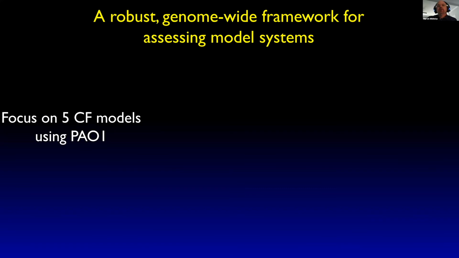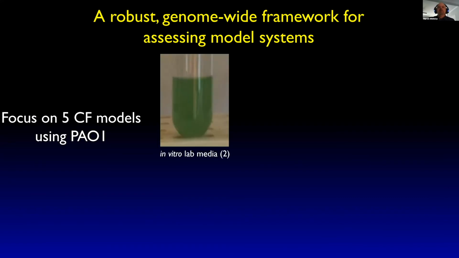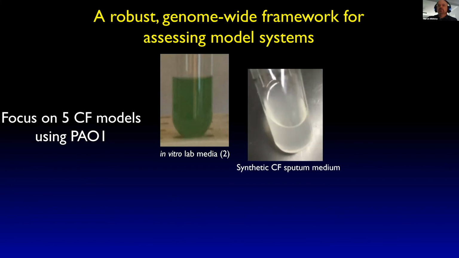Now, the other thing we decided to do for this is focus on 5 models, and all of these models will be using the lab isolate PA01. The reason we did this is because there's a lot of information on PA01, and lots of people use it as a model. So for me, it makes the most sense to start there. The CF models that we used were some in vitro lab media, LB and a defined media that a lot of people use when they're doing biochemistry.